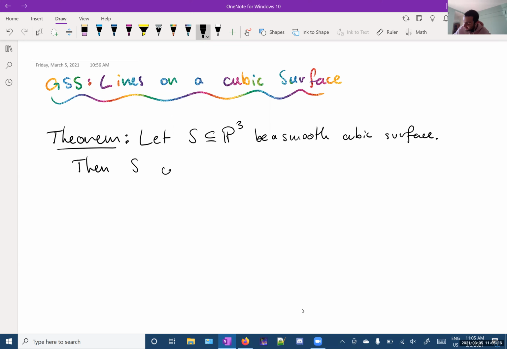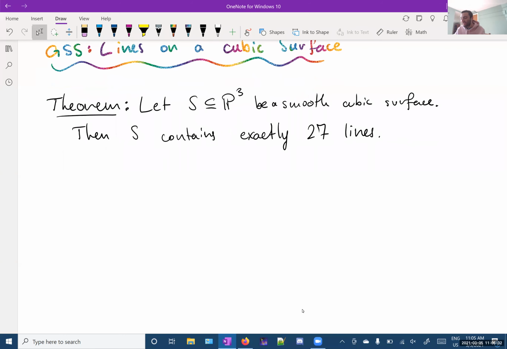Then S contains exactly 27 lines. So I'm giving you the punchline before I tell the joke, but this is just a cool little result, right? I mean, any cubic surface, whatever that is, surface defined by a cubic polynomial, contains exactly 27 lines all the time.